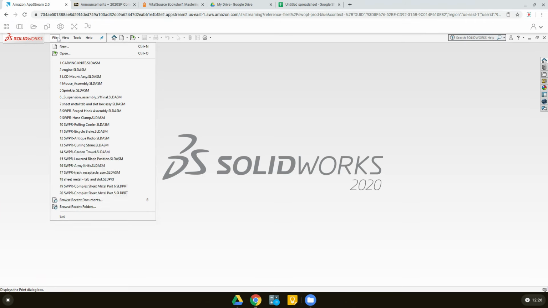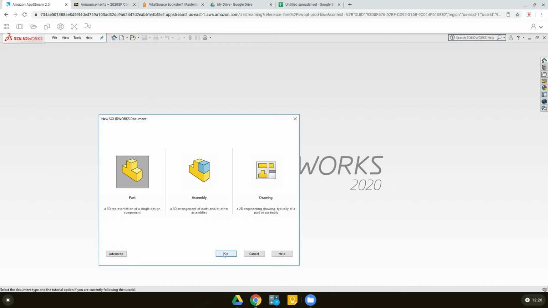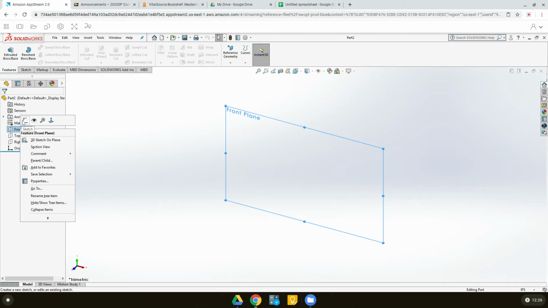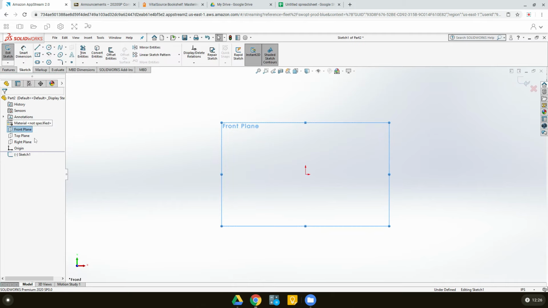Okay, I'm going to start a new part. I'm going to sketch the 4 circles on the front plane. So sketch, and I'm going to draw 4 circles.